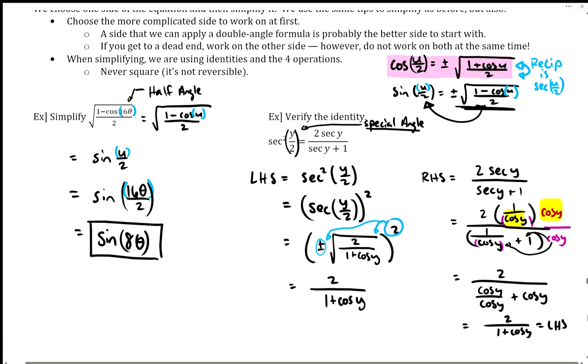Okay, so that's how we break these down. Use those special angles. Notice they can give you the other trig functions with special angles. We usually don't care about them too much because sine and cosine are our main ones, but we can still use sine and cosine to help us. So that is our half angle.